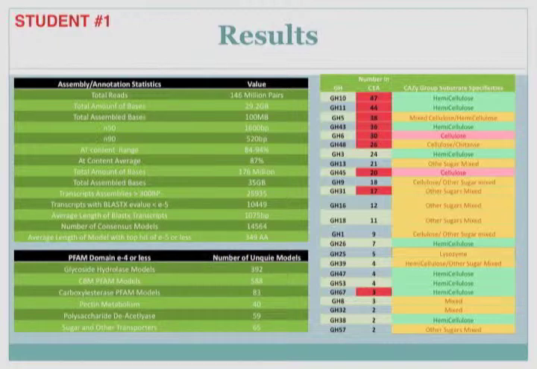Through PFAM domain identification, we classified which ones would be functionally relevant by homology to members of the CAZy database. We came up with 392 models that potentially have a GH domain with an e-value of 10^-4 or less, 588 models with the CBM domain, 83 models with the carbohydrate esterase domain, 40 models with pectin metabolism, 59 with polysaccharide deacetylase, and 65 with sugar and other transporters.